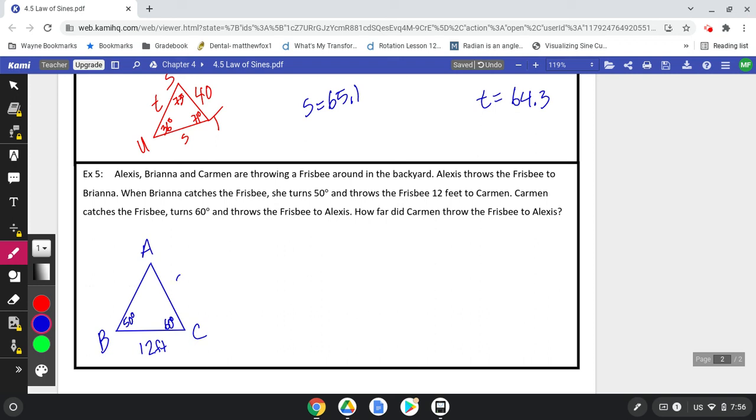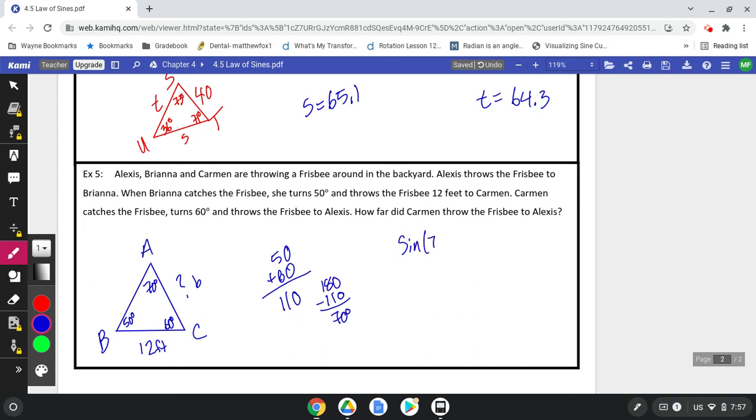So right here, this is what we want. This is our little b. Okay. Now in order to solve this, remember, we have to have one set that's complete. Right now we have angle B, angle C, and side little a. We don't have a complete set, but we can find what angle A is. If we add 50 plus 60, 110. Then we'll take 180 minus that 110, and we'll get 70 degrees. So that is what angle A is.